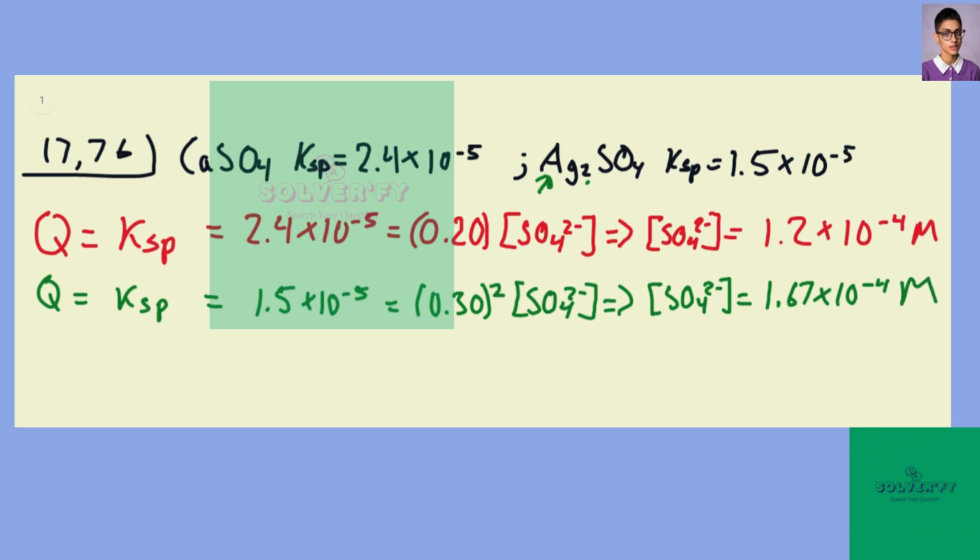So the first, part A in this problem, we're asked which compound will precipitate first, calcium sulfate or silver sulfate. So from these values for sulfate concentration, we can see that the lower sulfate concentration is necessary for calcium sulfate to precipitate. So CaSO4 will precipitate first. And the second part of this problem is how much sodium sulfate solution must be added to initiate the precipitation.